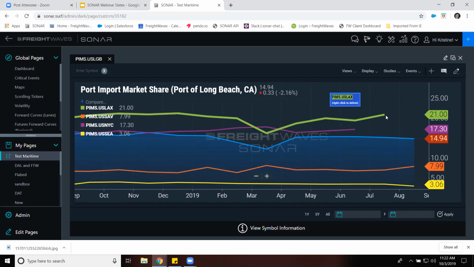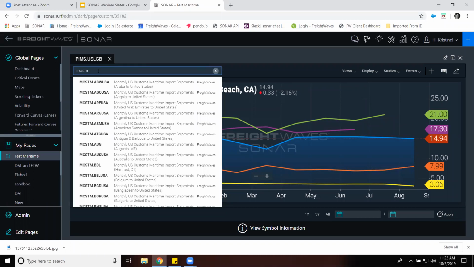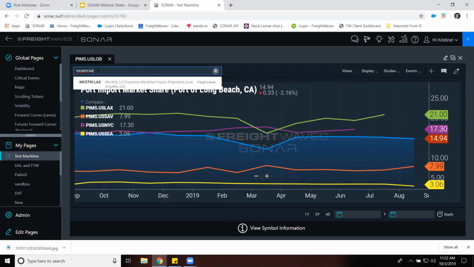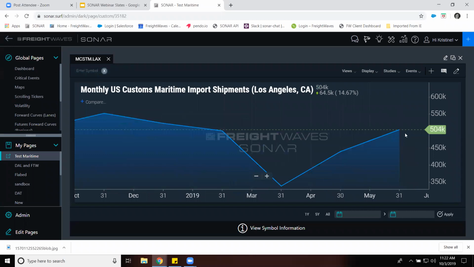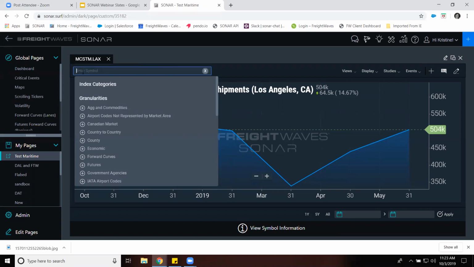LAX is picking up quite a bit of volume relative to Long Beach, and you see Long Beach is taking a downward trend here. Some of the different dates are a bit different because the way those customs transactions are counted, it has to capture that last month of data. So if you looked up MCSTM.LAX, for instance, you're going to see that it stops back here. But we'll be coming out with the months as they roll in, as we're counting that data.